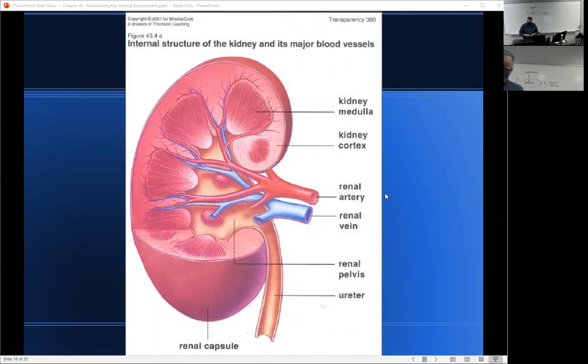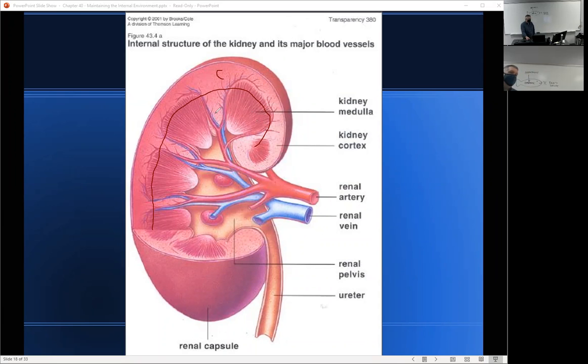Okay, so let's take a little bit of a closer look at the kidney. So here's the kidney, and we can divide the kidney into two parts, the cortex and the medulla. So the cortex is the outer part. So I'm going to draw a line. Okay, so this is approximate, but everything on this side of that line that I just drew is the cortex of the kidney. Everything in the center here, that's the medulla of the kidney.